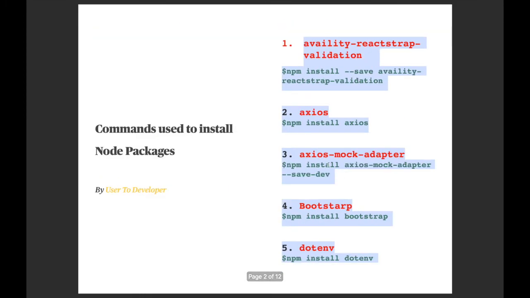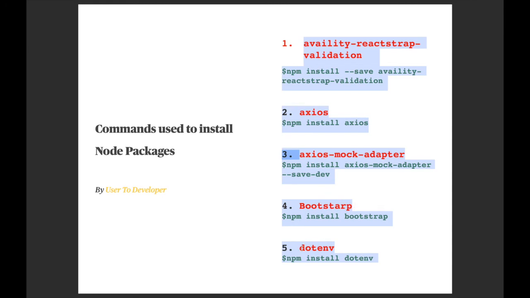So let me explain the function of each of these packages. You already know the function of this React step validation, that is, it makes it easy to use React validation components compatible with React step. Axios is basically a promise-based HTTP client for the browser and Node.js. Axios mock adapter basically allows you to easily mock requests or transfer data. Bootstrap, you all know that it is a sleek, intuitive, and very powerful front-end framework for faster and easier web development, because it contains various CSS libraries.